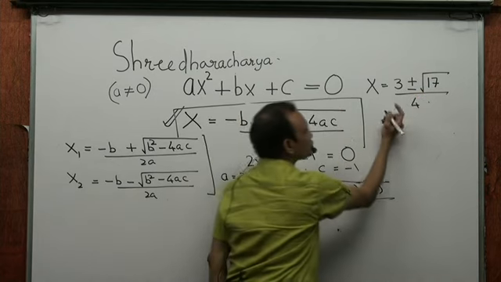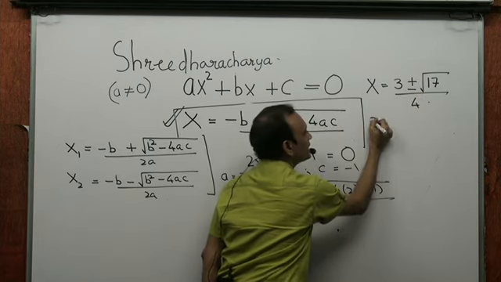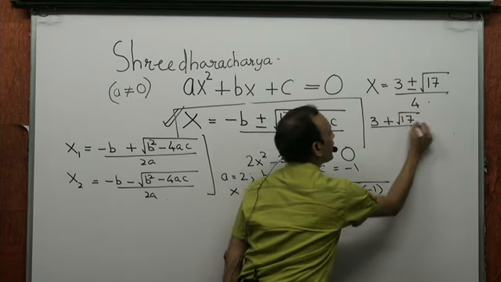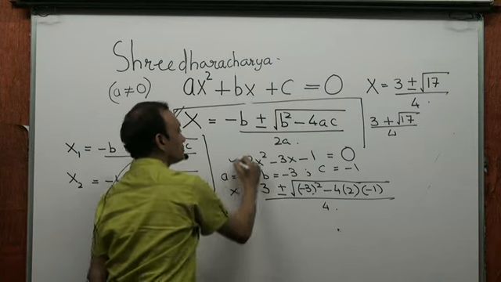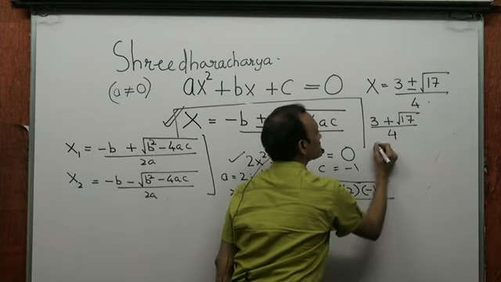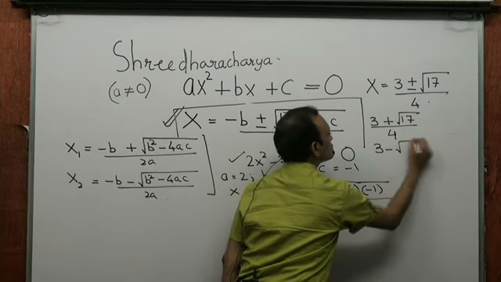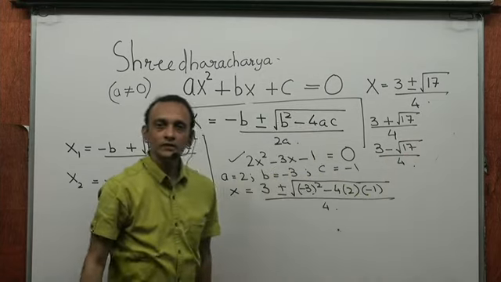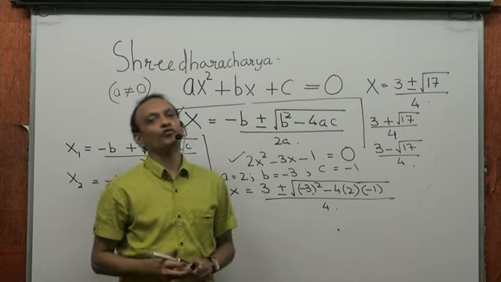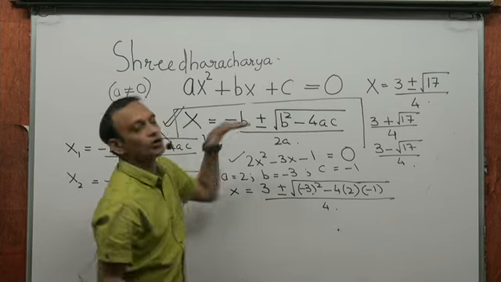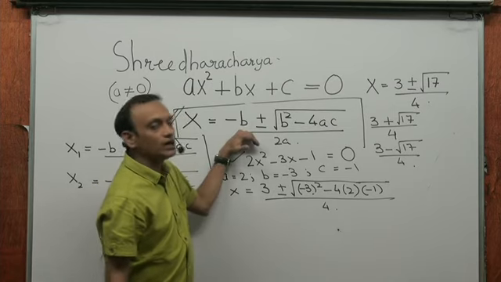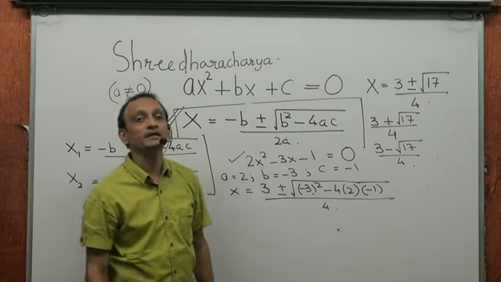So the two values of x are, on taking the plus sign, 3 plus root 17 by 4 is one value of x that will satisfy this equation. The other value of x that will satisfy this equation would be 3 minus root 17 by 4. All right? So this essentially, formulated by Shreedharacharya, is called the Shreedharacharya method of solving the quadratic. A very well-known result. We use this time and again and again.